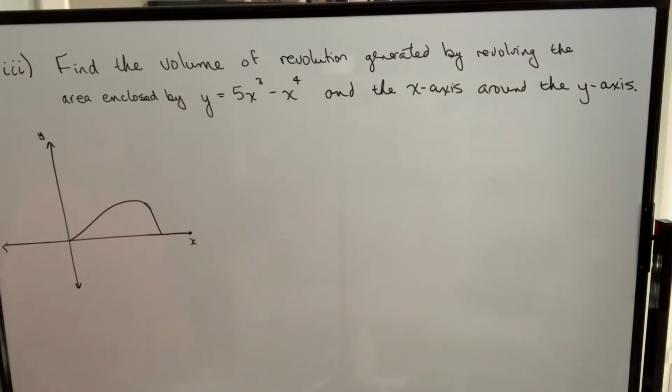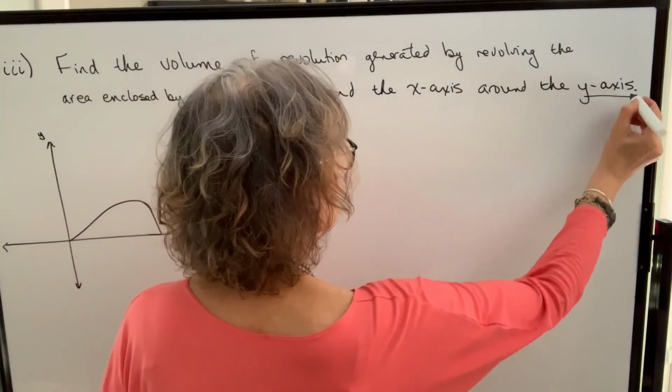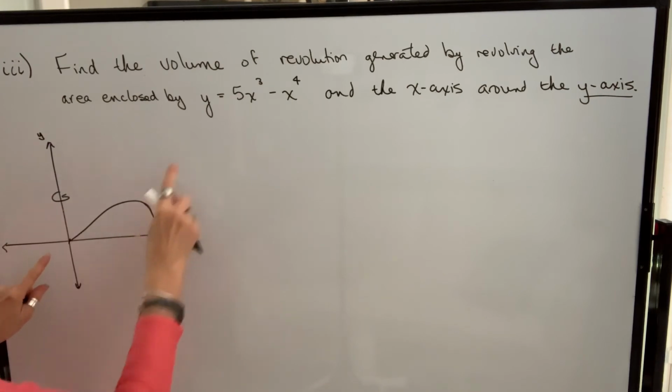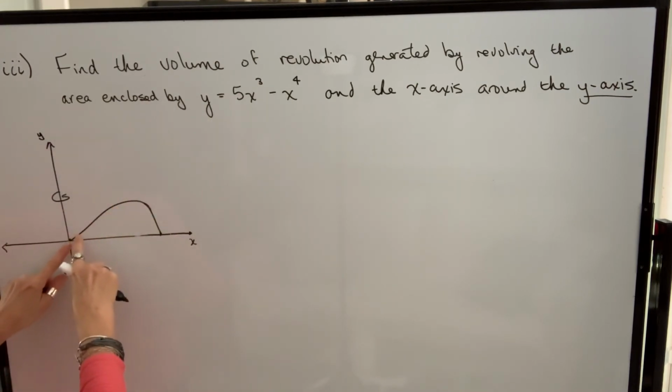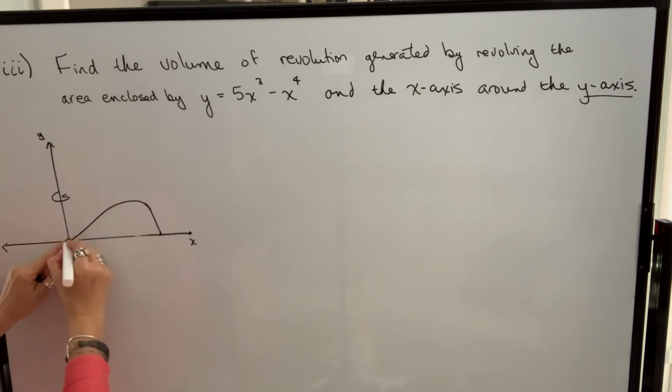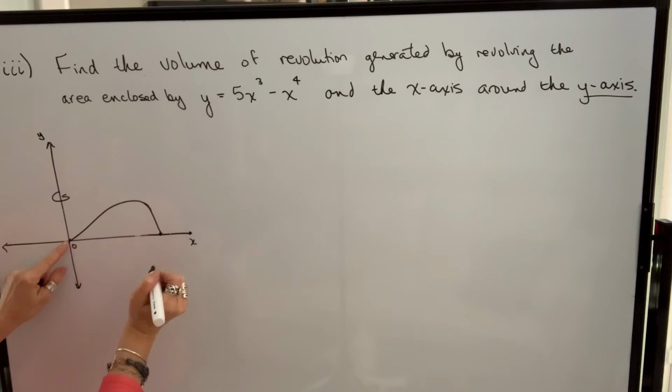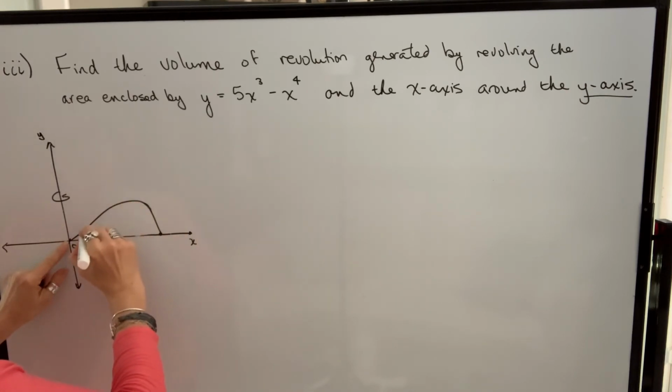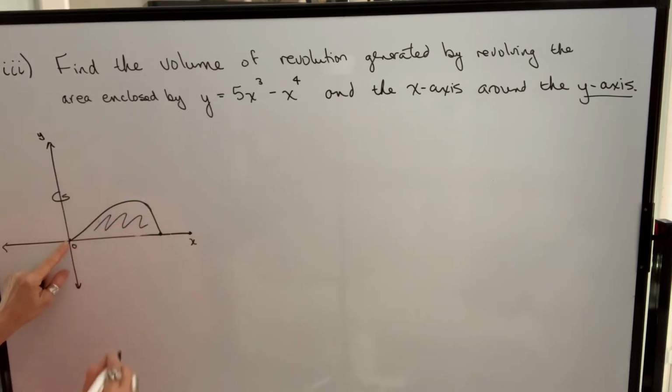In our next example, it says find the volume of revolution generated by revolving the area enclosed by y equals 5x cubed minus x to the 4th and the x-axis around the y-axis. So we're rotating around the y-axis. This isn't one of our basic curves, so I've actually drawn it in the interval that we're interested in. So it actually intersects the x-axis at these 2 points, at 0, and we'll find this other point. And this is the area that we're talking about.